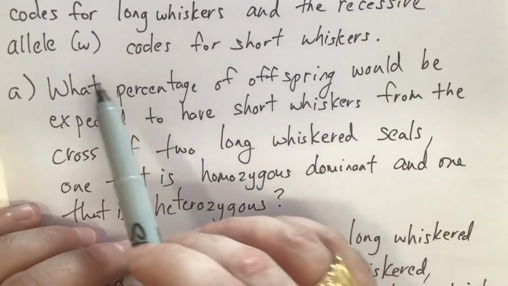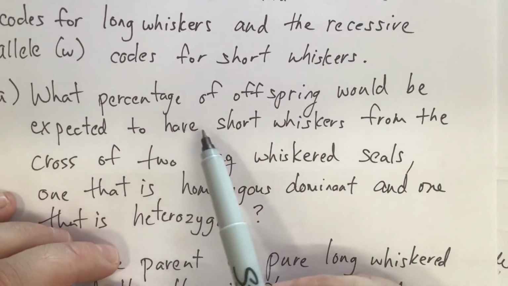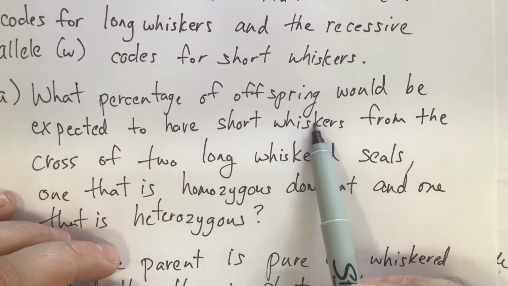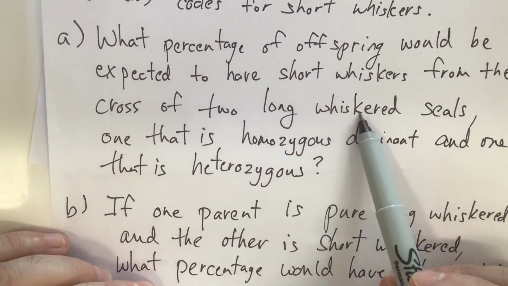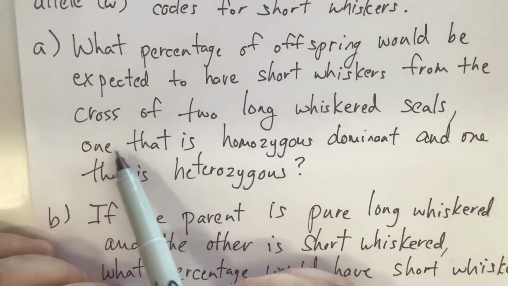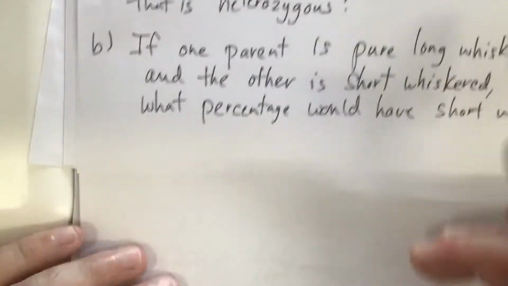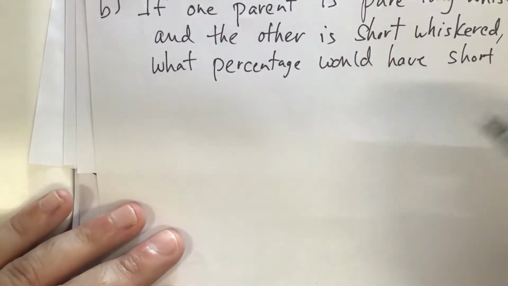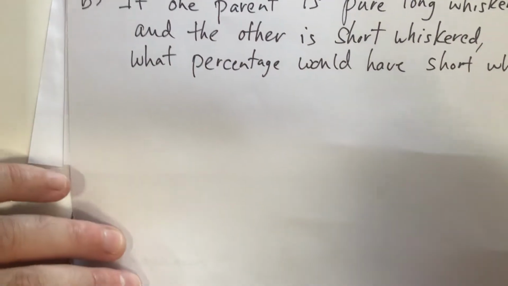Okay, so what percentage of offspring would be expected to have short whiskers? So that's what we want to know, how many are going to have short, from the cross of 2 long whiskered seals. One that is homozygous dominant and one that is heterozygous. Okay, so we want to know how many can have short whiskers. So you do enough of these problems, you can just see what the answer is without going through them. But since we're all new at this, step one, we're going to draw the Punnett square.